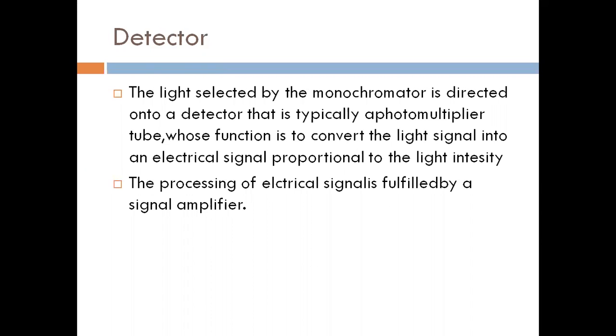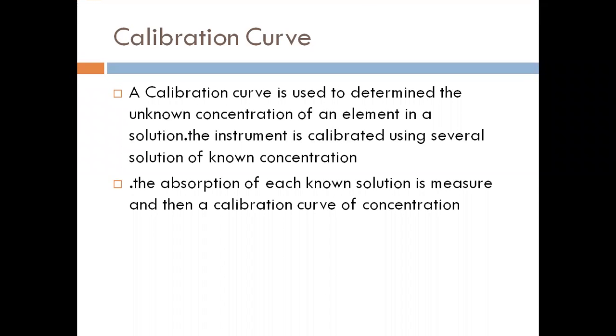So next one is calibration curve. It is the last component of AAS. The calibration curve is used to determine the unknown concentration of an element. For example, the instrument is calibrated using several solutions of known concentration.